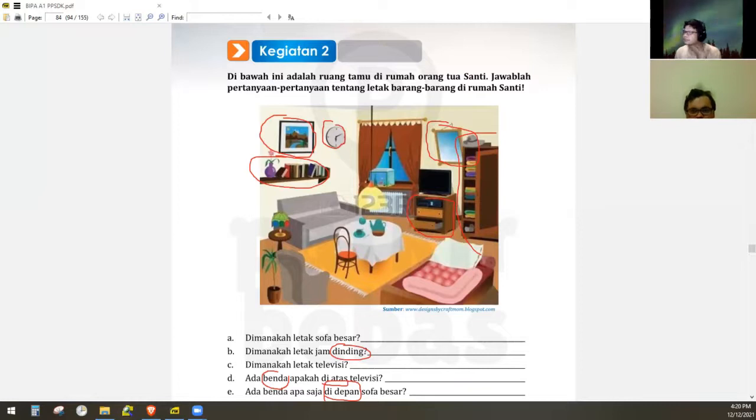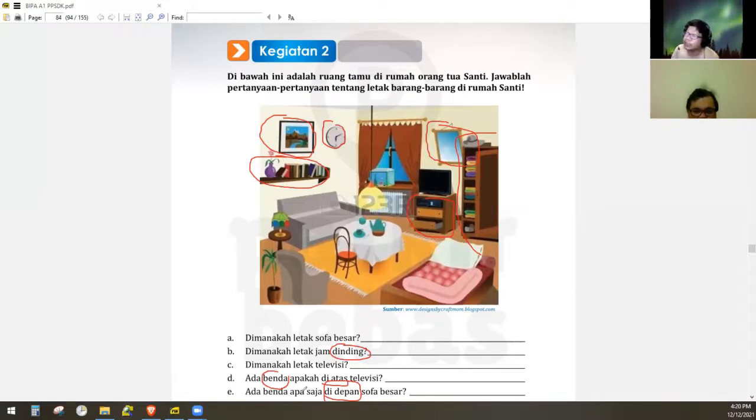Major dan di depan. Okay. Ada meja. Ada meja di depan sofa besar. Yes.